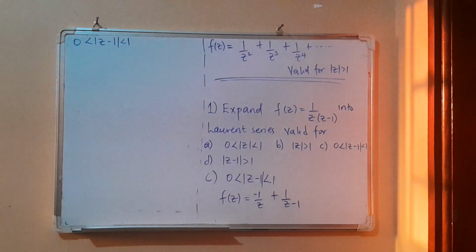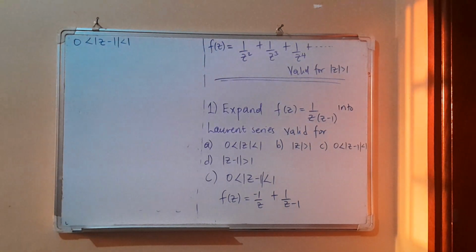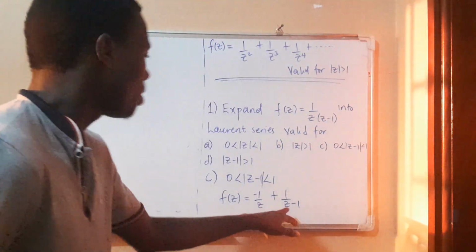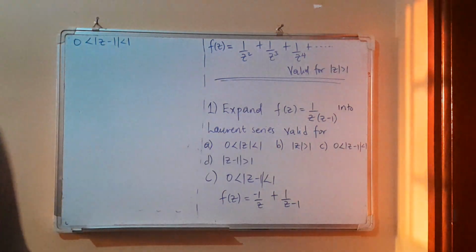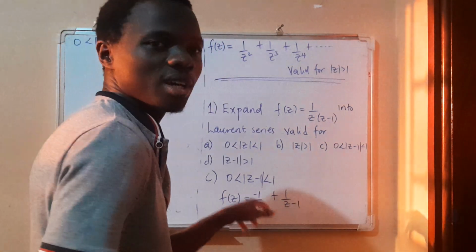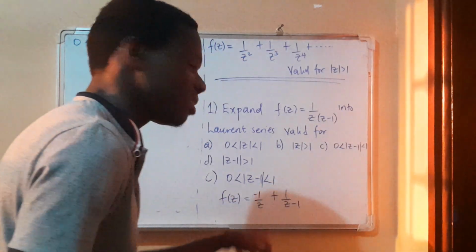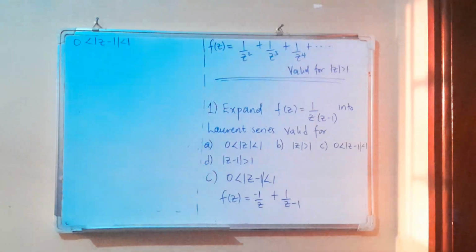So what does it require? What are we going to do? What is required of us? That means we are not going to tamper with this form, this 1 over z minus 1, because it is already expanded about z equals 1. So we just need to make sure that this negative 1 over z is in that form. So what are we going to do now?